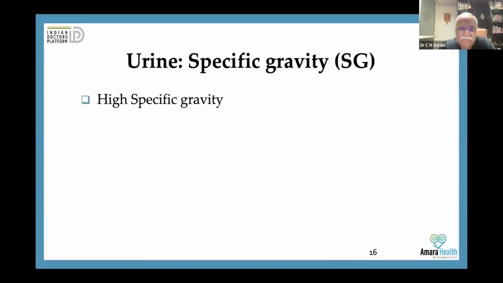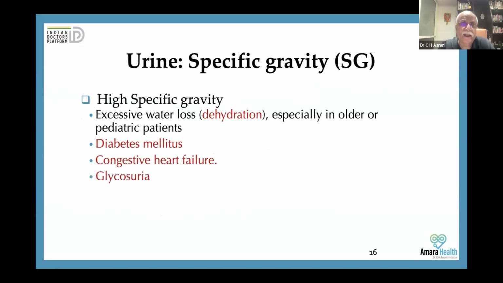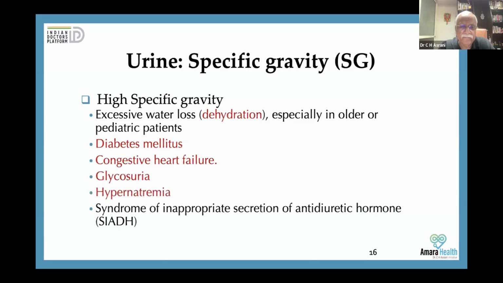High specific gravity. Excessive water loss, the patient is in dehydration, especially in older or pediatric patients. Diabetes mellitus, uncontrolled, you will have high specific gravity. Congestive heart failure. Glycosuria, again uncontrolled diabetes. Hypernatremia and syndrome of inappropriate secretion of antidiuretic hormone, again not our field.